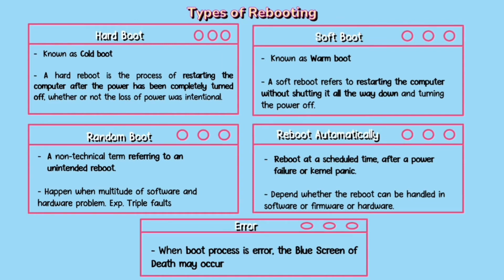Random boot, also referring to an unintended reboot, happens when there is a multitude of software and hardware problems. Reboot automatically is when the computer reboots at a scheduled time, after a power failure, or kernel panic. It depends whether the reboot can be handled in software, firmware, or hardware.